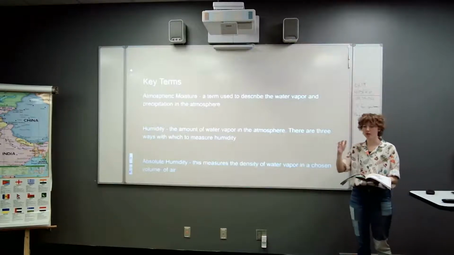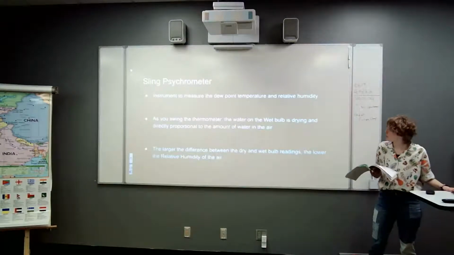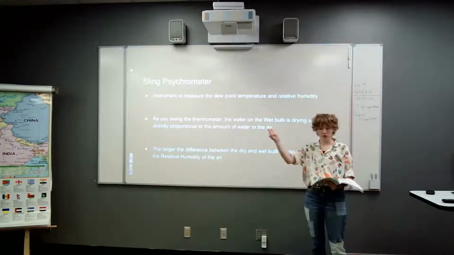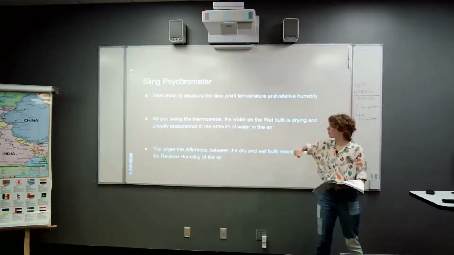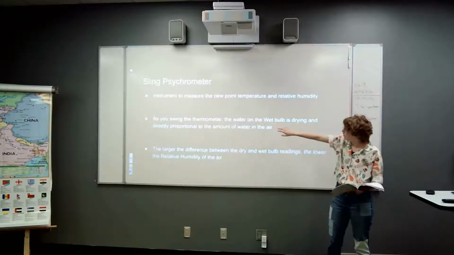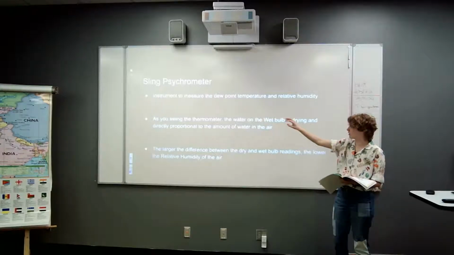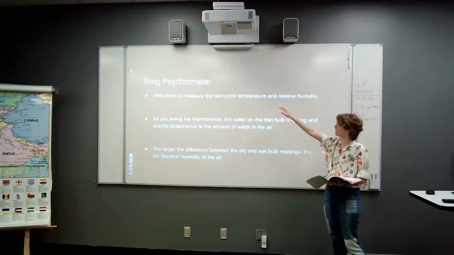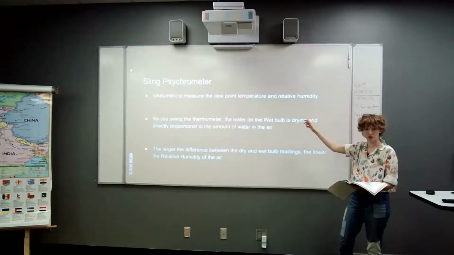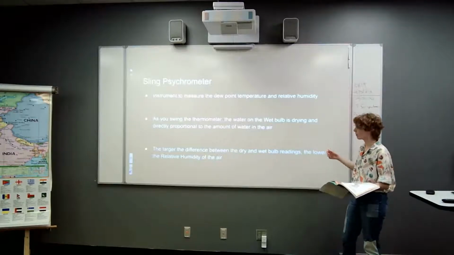Remember, the air parcel is going to be your Minecraft brick. So, here's your sling psychrometer. This is one you've got to go out and experiment with. You swing it around, and it has your wet bulb and your dry bulb. As your wet bulb is drying, it does so directly proportional to the amount of water in the air. So our sling psychrometer is what we use to measure dew point temperature and relative humidity. If there's a question that asks you about that, you know the answer is the sling psychrometer.